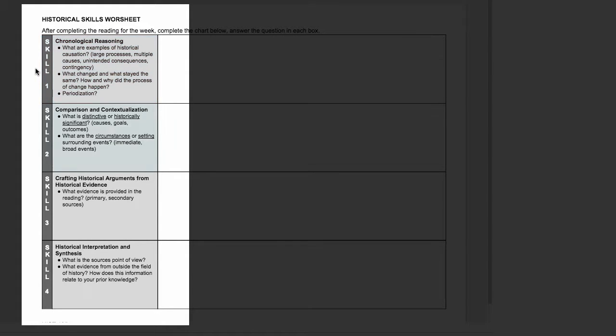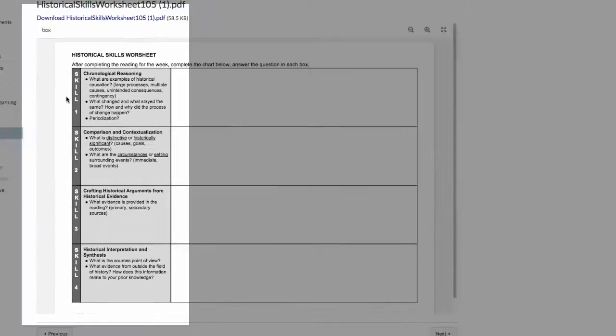You also will be doing skill number 2, comparison and contextualization. What was distinctive or historically significant? Crafting an argument, like what kind of sources were used, were they primary, were they secondary, how do we know? And what is the historical interpretation and synthesis? Now, of course, there's no right or wrong answers to any of these. The idea is for you to practice those skills and for you to understand how to use them as a student and as a historian.